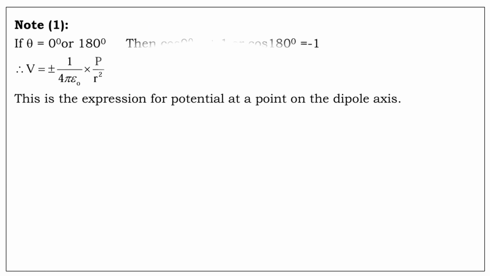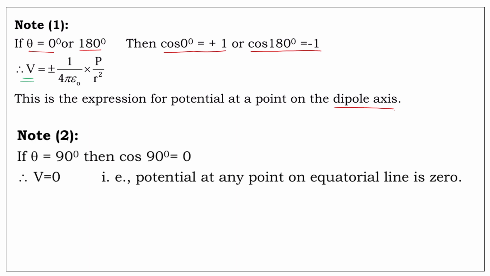Note 1. If theta is equal to 0 degree or 180 degree, then cos 0 degree is equal to plus 1 and cos 180 degree is equal to minus 1. V is equal to plus or minus 1 by 4 pi epsilon naught into P by r square. This is the expression for potential at a point on the dipole axis. Note 2. If theta is equal to 90 degree, then cos 90 degree is equal to 0. Therefore, V is equal to 0. Potential at any point on the equatorial line is 0.